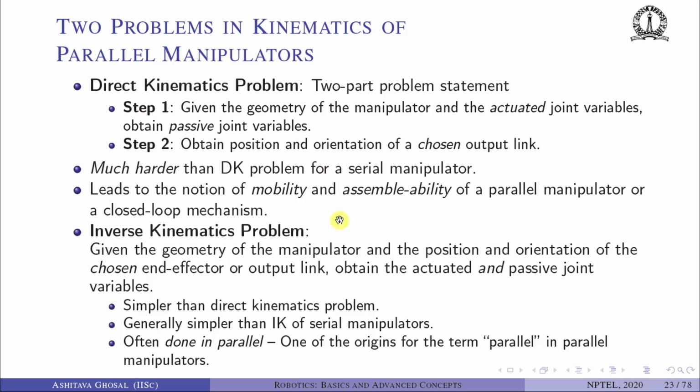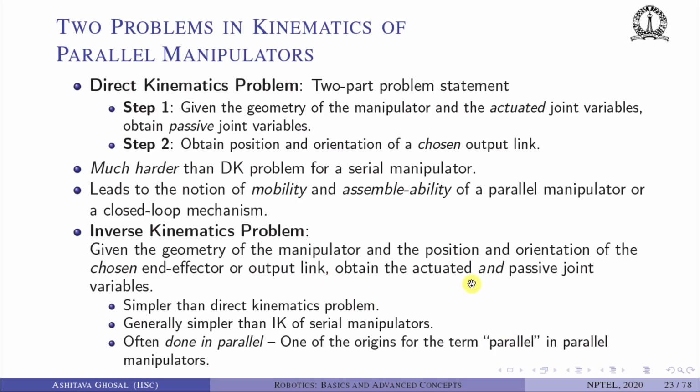The inverse kinematics problem is different again. So what are we given? We are given the geometry of the manipulator and the position and orientation of the chosen end effector or the output link. Depending on which is the chosen output link, the inverse kinematics problem will be slightly different. So if I choose the fourth link in a 4-bar mechanism as the output link, the inverse kinematics is different than if I choose the coupler link.